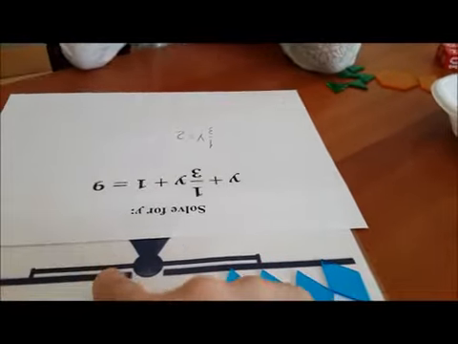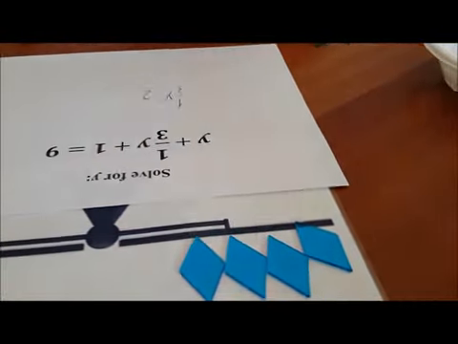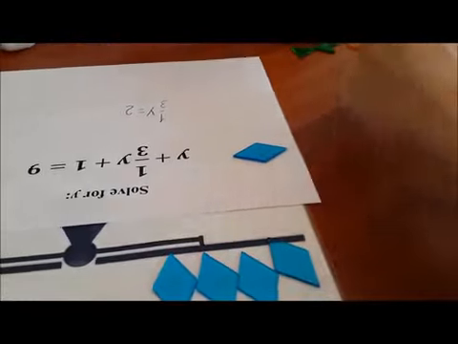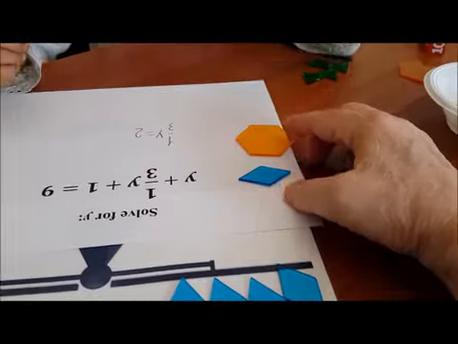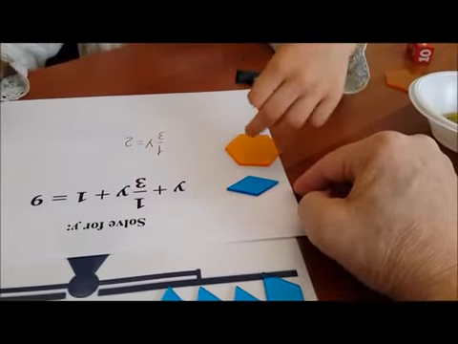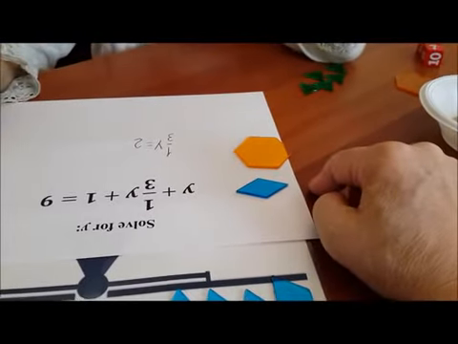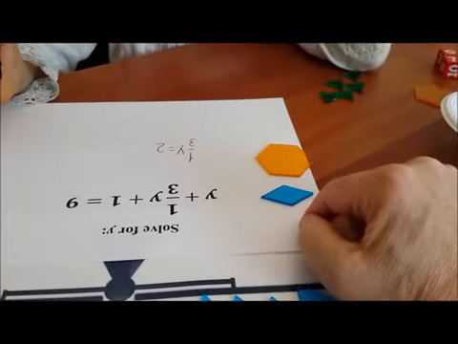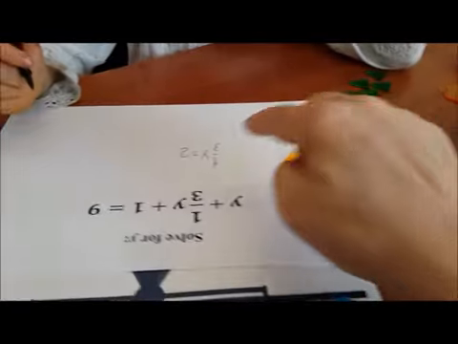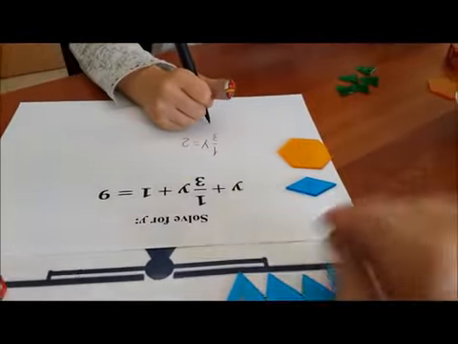Now, we need to solve for y, so the question is this: if the blue block is 2, what would the yellow block be? 6. How do you know? Because 3 of the thirds fit on y. Say it again. Because 3 of those fit here. Yeah, and each of them is 2, so it would be 6. Okay, please write down y equals 6.